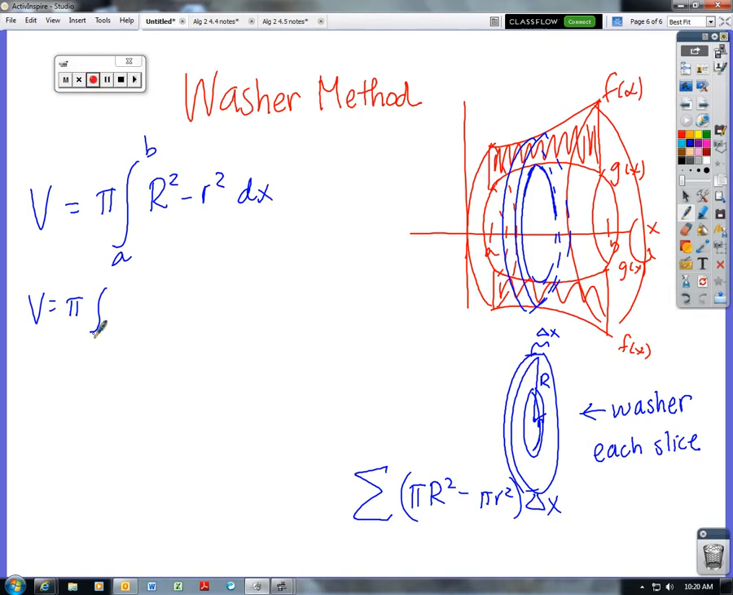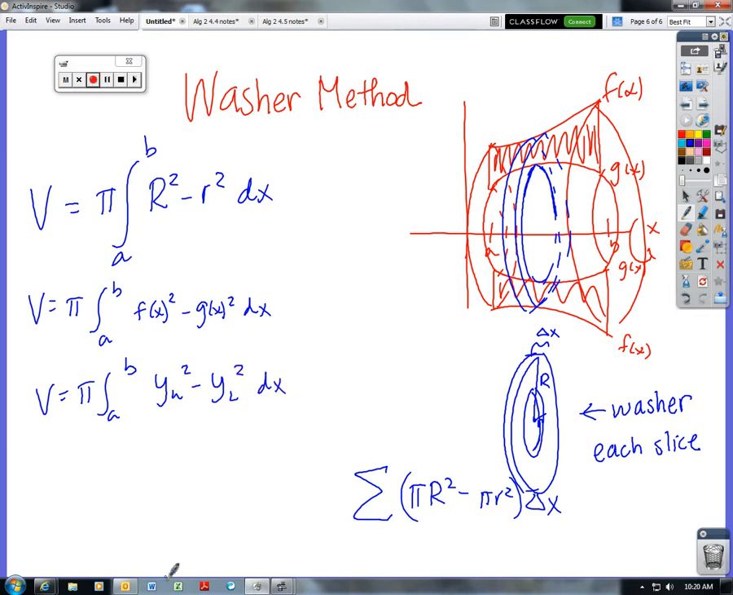The book, just to give you the formula the book uses: A to B, f of x squared minus g of x squared dx. Or with y upper, the volume equals pi times the integral from A to B of y upper squared minus y lower squared dx.